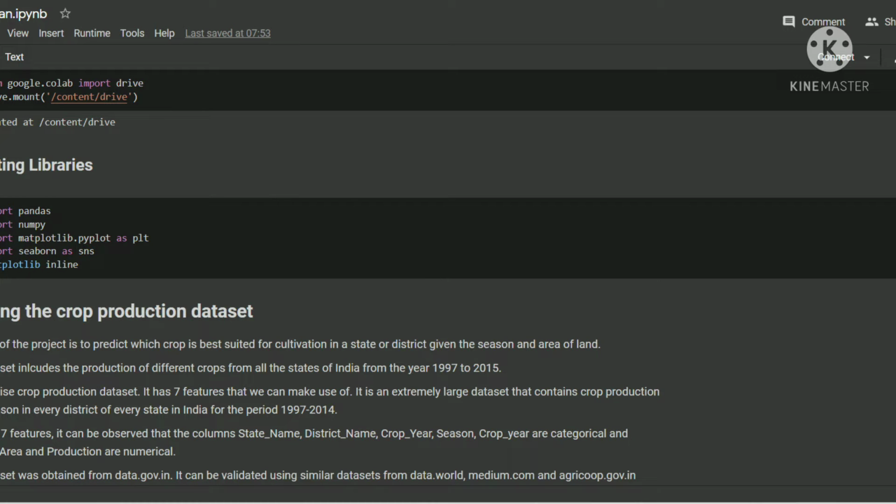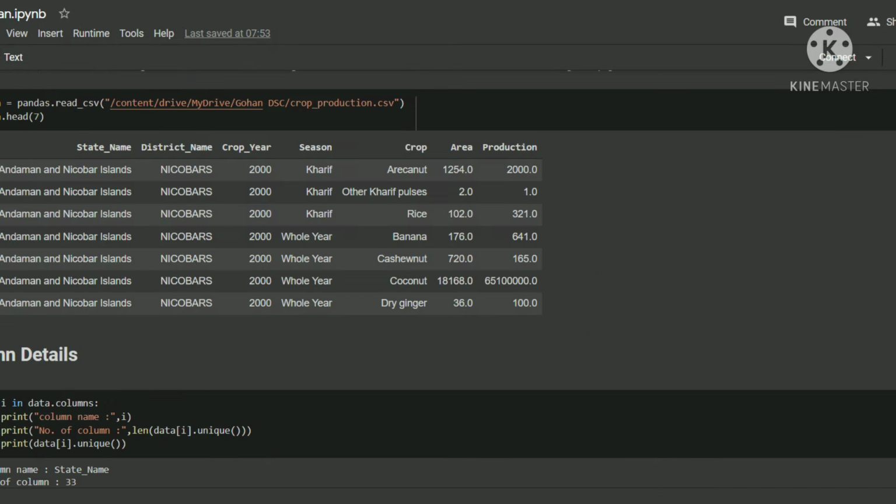Crop production of different states in India is the topic which we chose for this project. We have collected the dataset from the year 1997 to 2015. It includes data of different states. A state-wise crop production dataset.